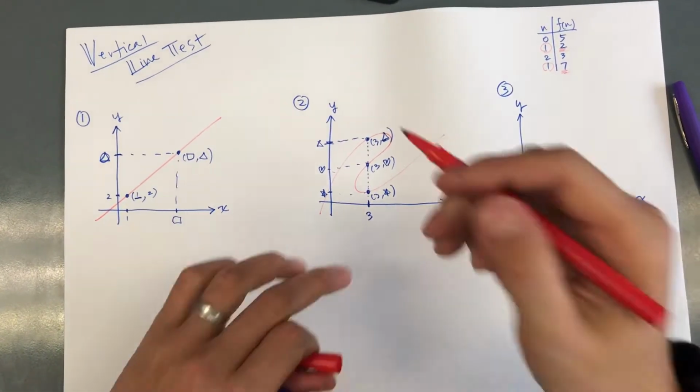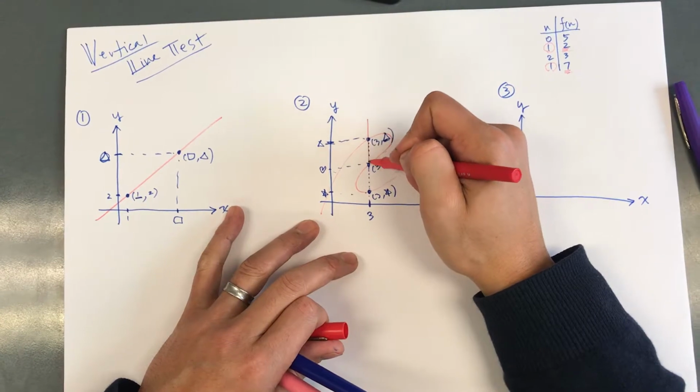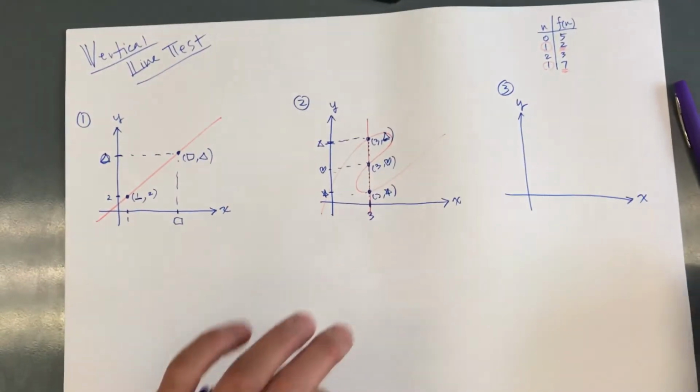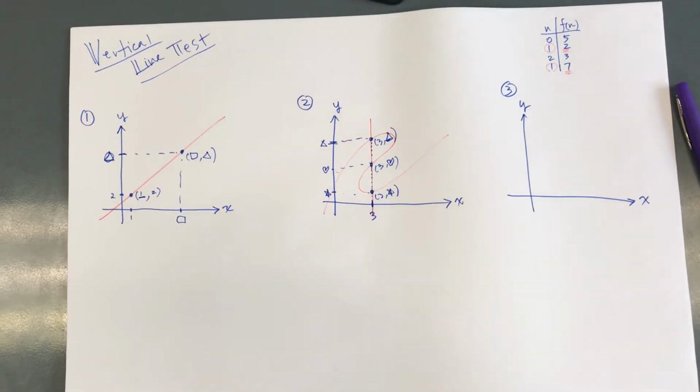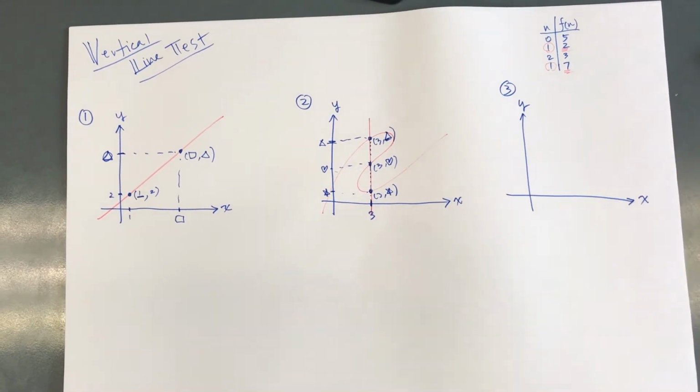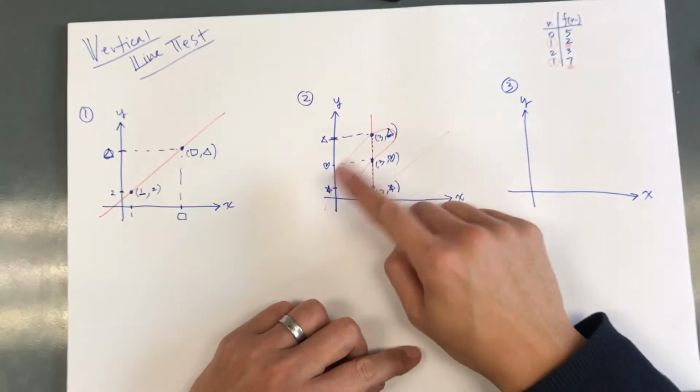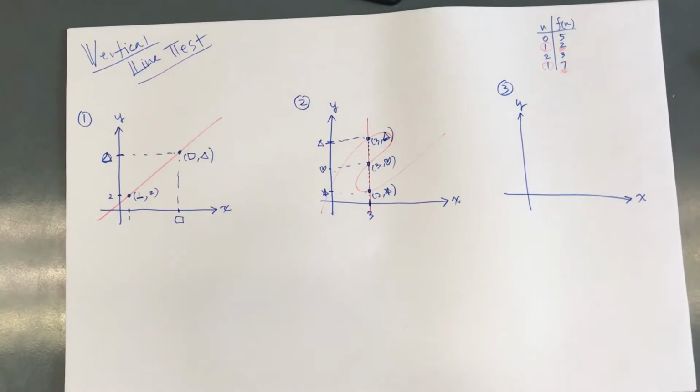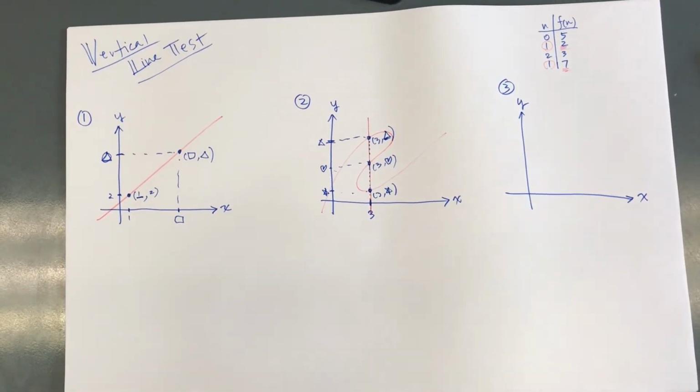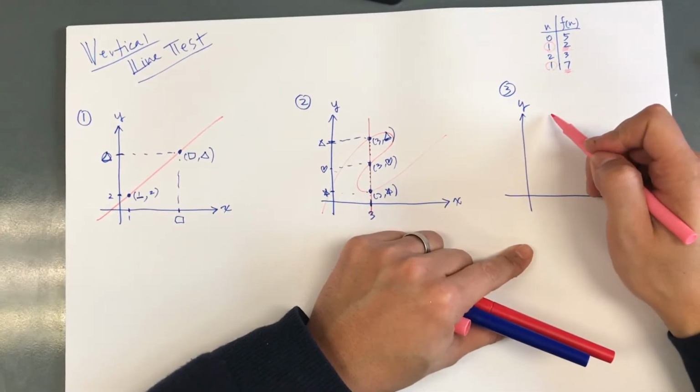So we call this a vertical line test. If you draw a vertical line at an x coordinate, and it hits the graph more than once, then that doesn't define a function.